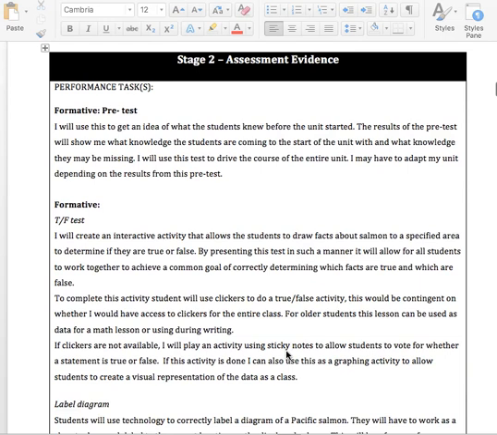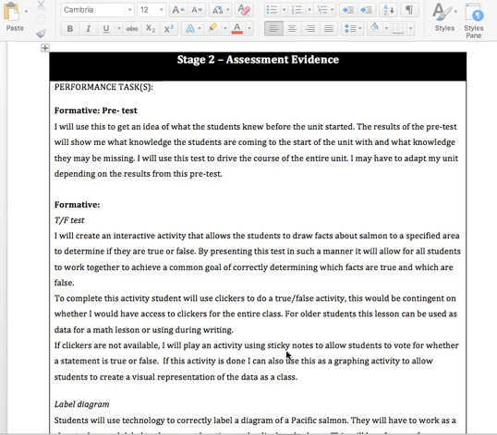Moving on to stage 2, this is the performance tasks. The first formative performance task will be a pretest. This test will be given at the very beginning of the unit to explore what prior knowledge the students are coming into the unit with. Then we move on to formative, so I will have a true-false test, exploring true-false answers and seeing where their knowledge is.